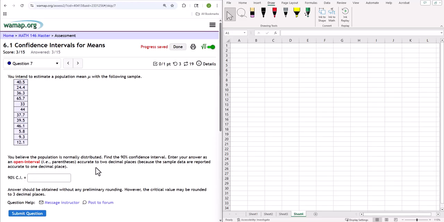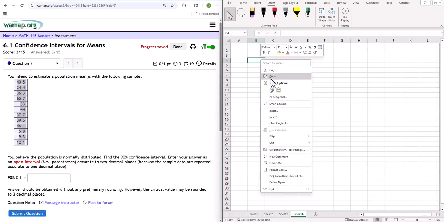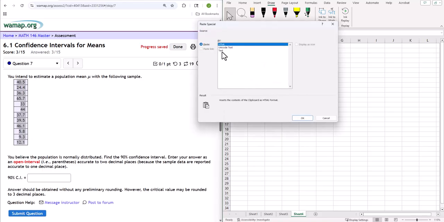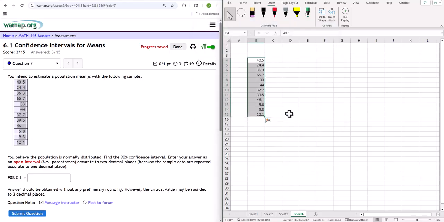Enter your answer as an open interval, accurate to 2 decimal places, because the sample data are reported accurate to 1 decimal place. So here's our 90% confidence interval, and notice it says, don't do any preliminary rounding. Confidence critical values can be rounded to 3 decimal places. I just prefer to let Excel do all the work. So I'm going to just grab this data set and bring it over here, and I'll paste it. I like to use paste special in case one of those things just doesn't come out right.